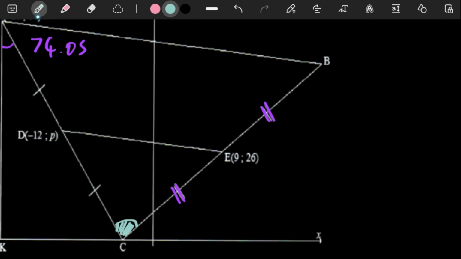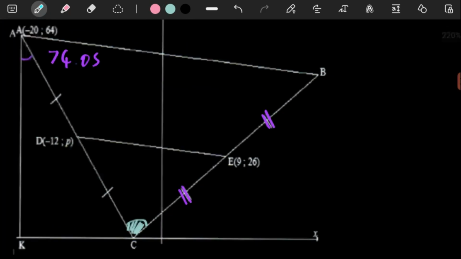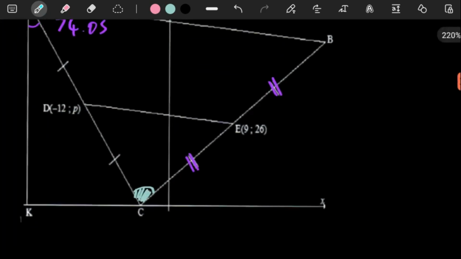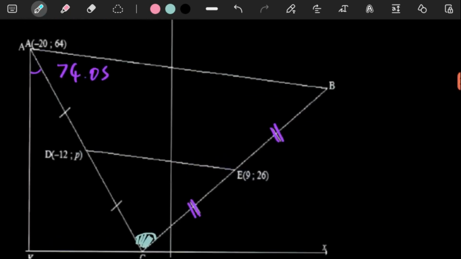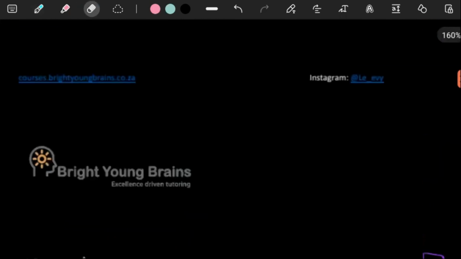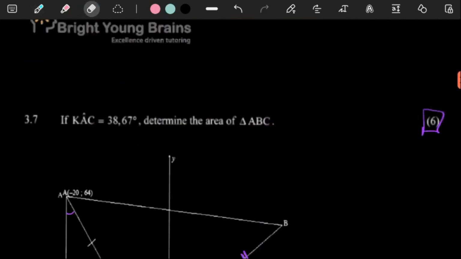I mean, for 6 marks, let's just do that. Why not? What am I even skeptical about? I really don't know. CAB, CA. Where is CAB? Wait a minute. What is going on here? I feel like I'm making a mistake.